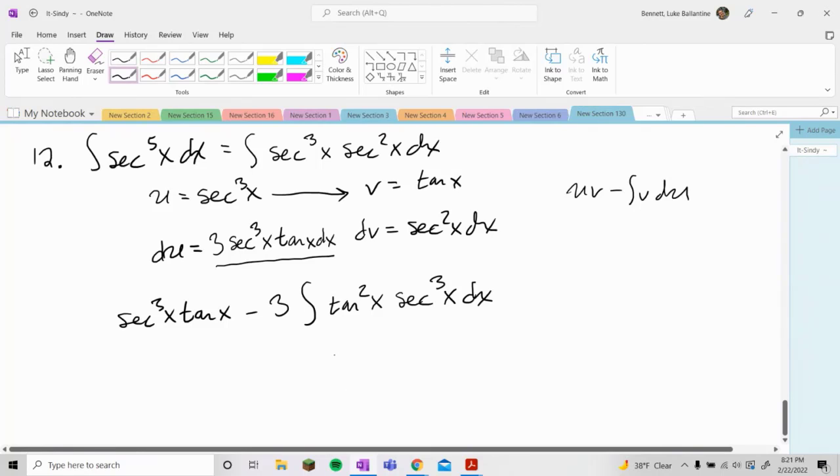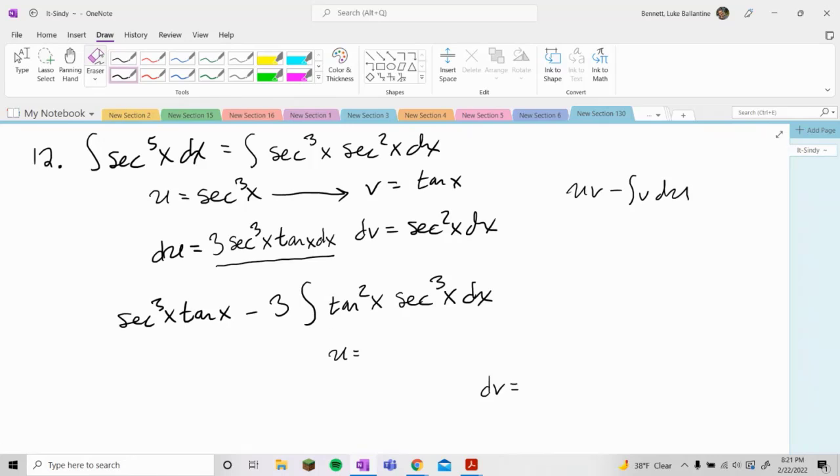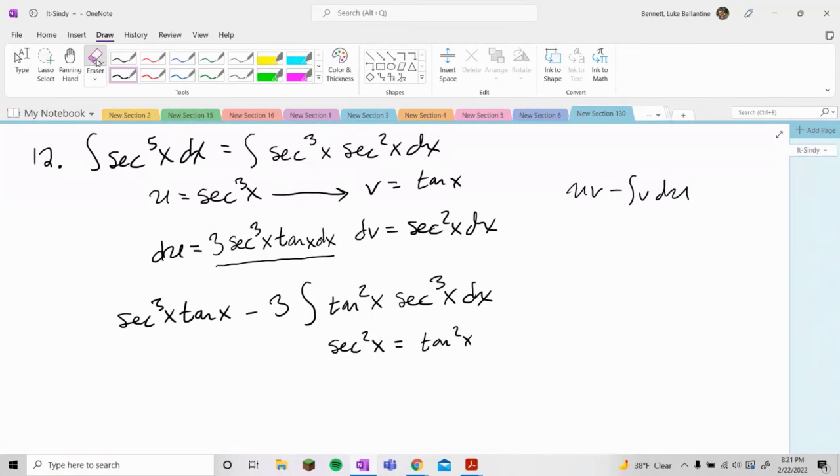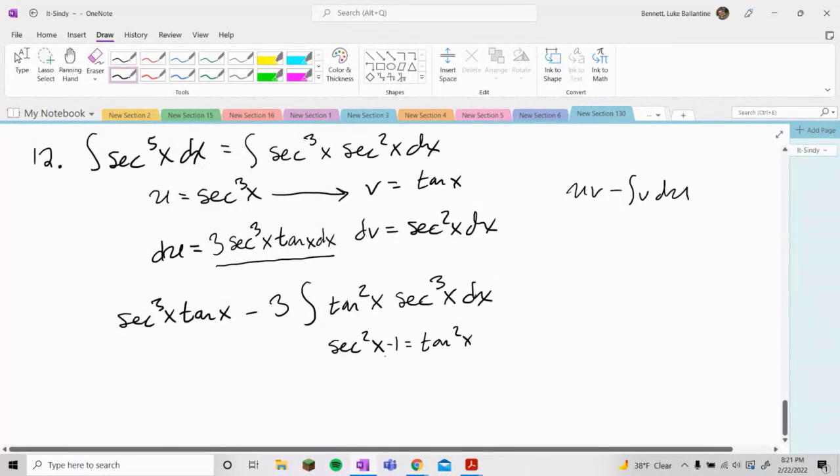So maybe we try another round of integration by parts. No, we don't. I know what we do. We use secant squared x equals tangent squared x plus 1, so tangent squared x equals secant squared x minus 1, right here. Why? Well, because when we replace this with secant squared minus 1, we'll have negative 3 secant to the 5th minus secant cubed, integrating that.